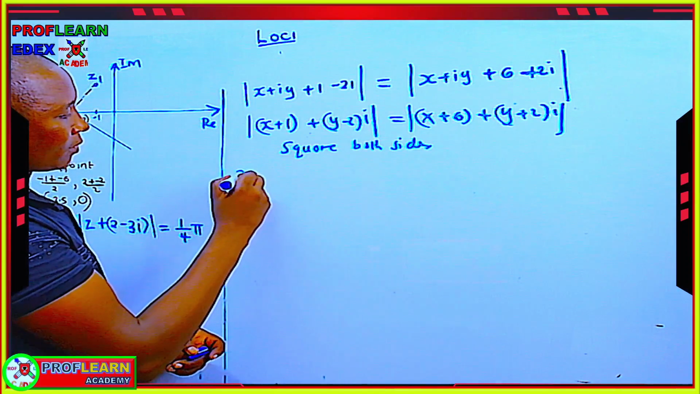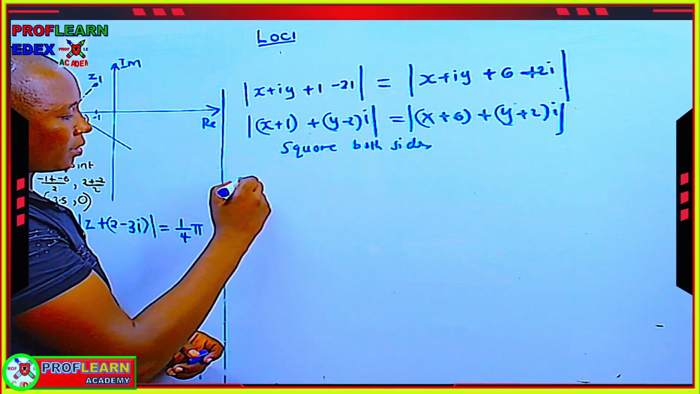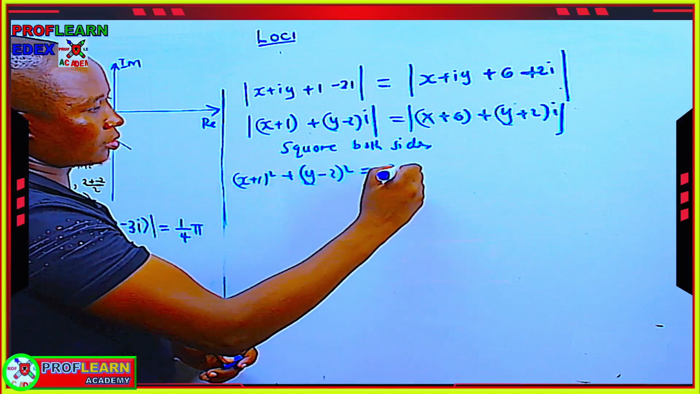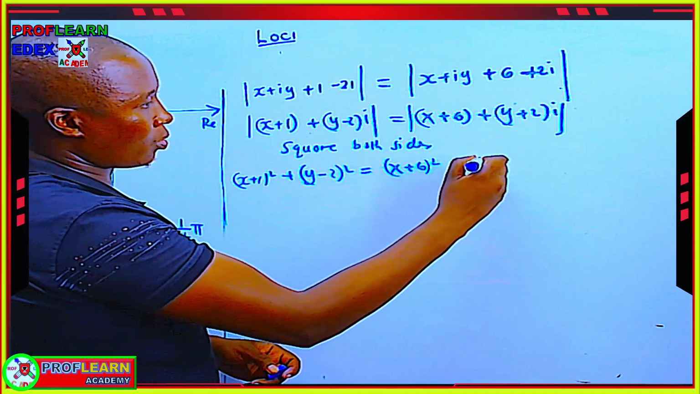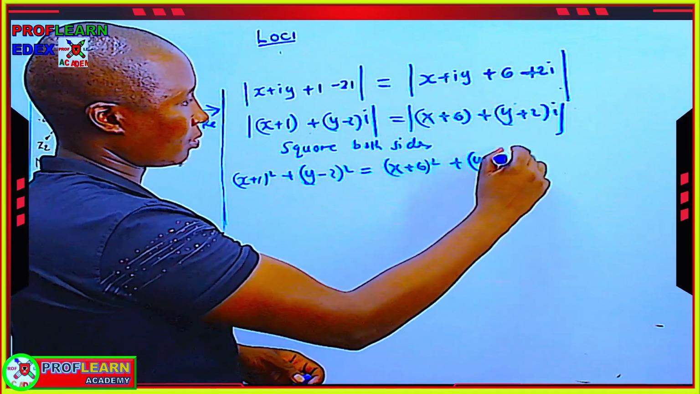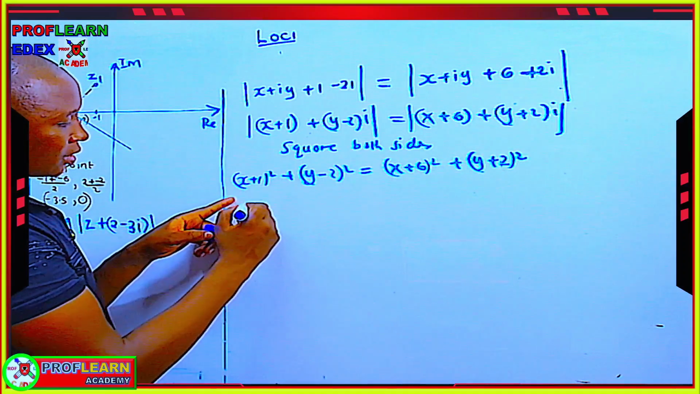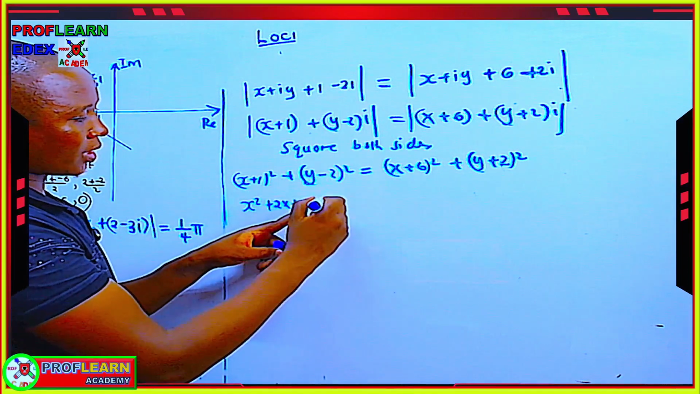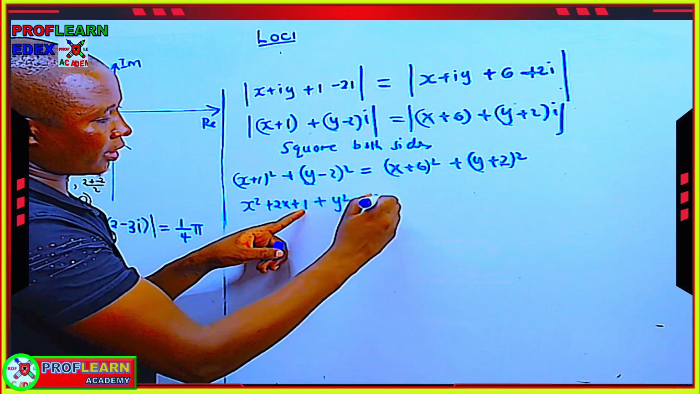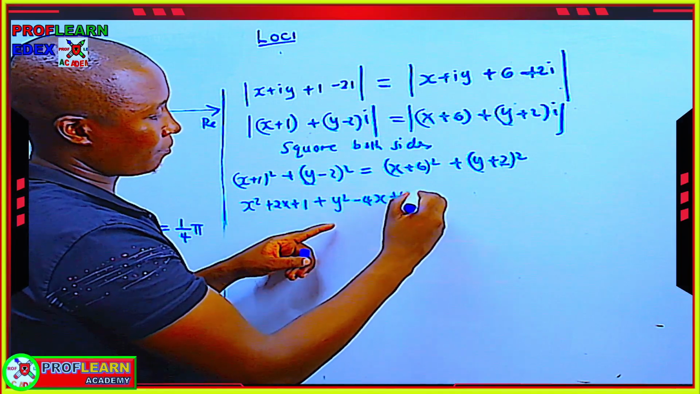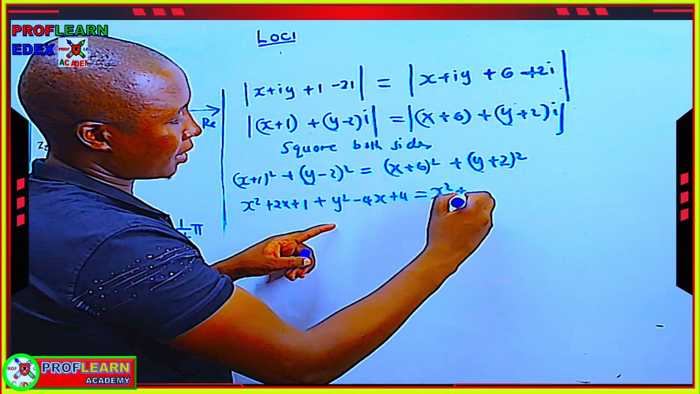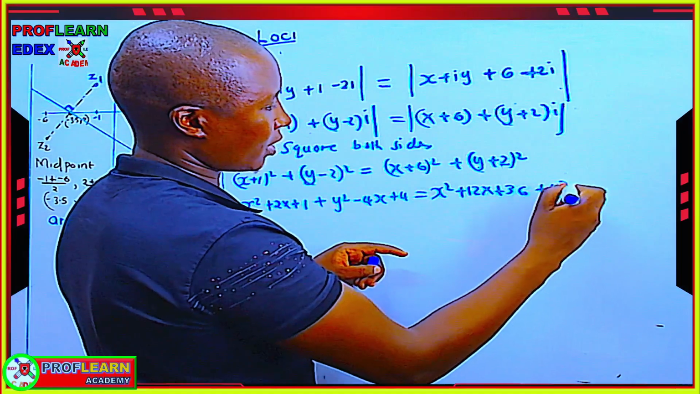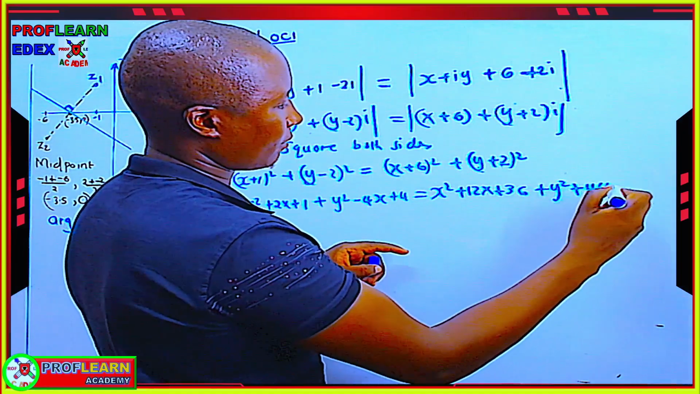So this is going to be X plus 1 squared plus Y minus 2 squared is equal to X plus 6 squared plus Y plus 2 squared. If you square this, it becomes X squared plus 2X plus 1. If you square this, it becomes Y squared minus 4Y plus 4. If you square this, it becomes X squared plus 12X plus 36. If you square this, it becomes Y squared plus 4Y plus 4.